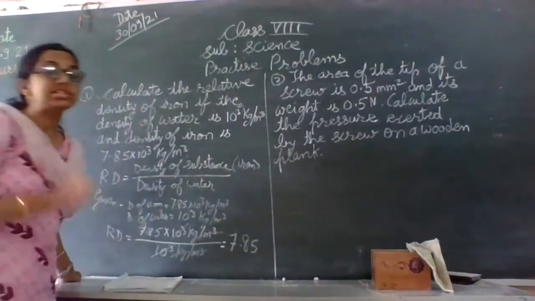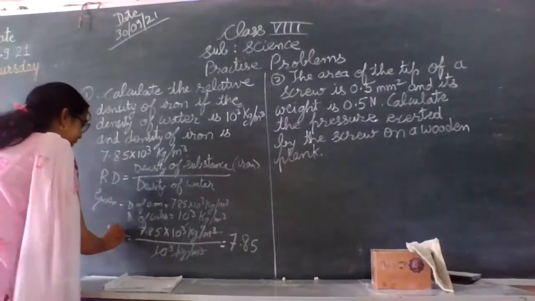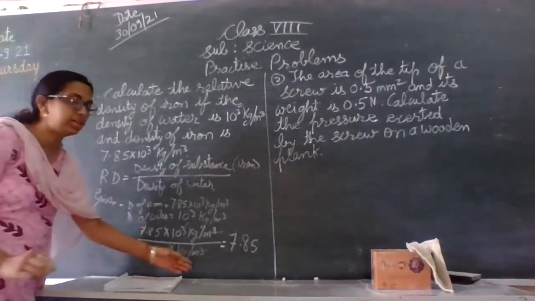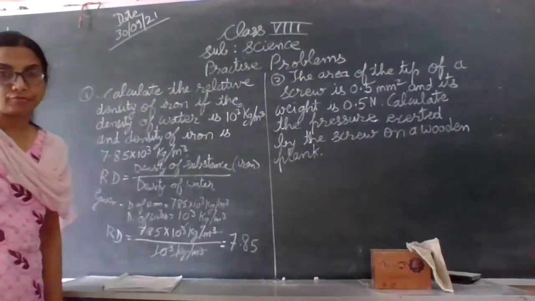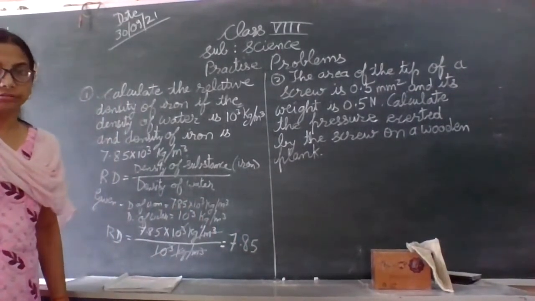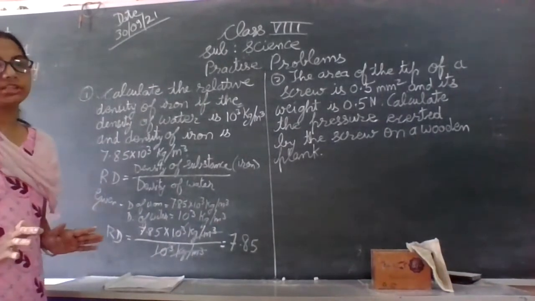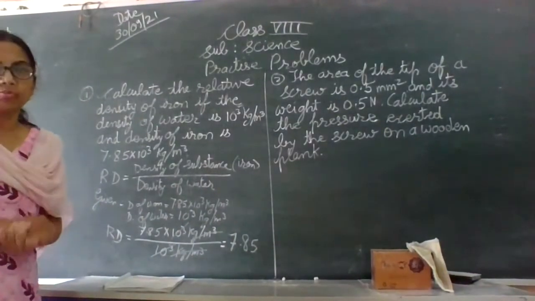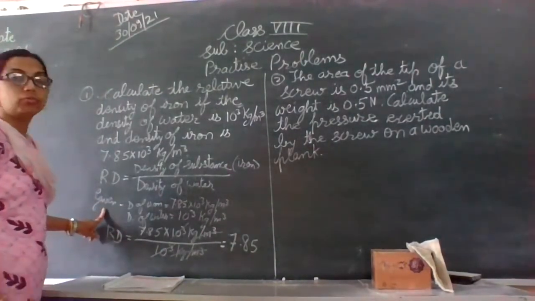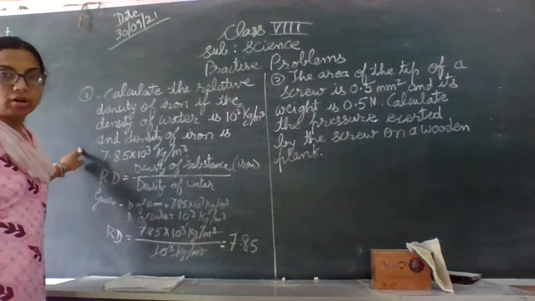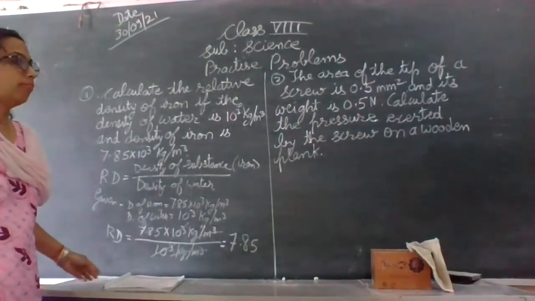7.85. And strictly remember that relative density will never have a unit. You don't have to write any unit after your answer. Okay? So it's as simple. Just the thing you have to remember is which formula we have to use. This is the formula and what is given in the problem. On that basis, you can easily solve the problem.